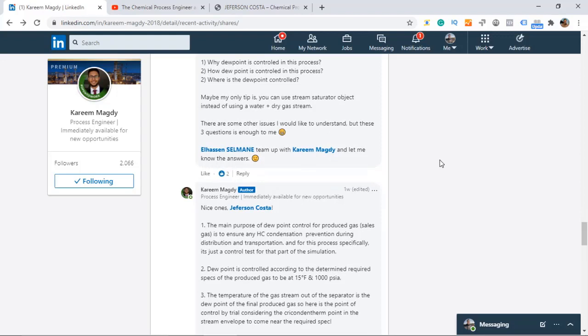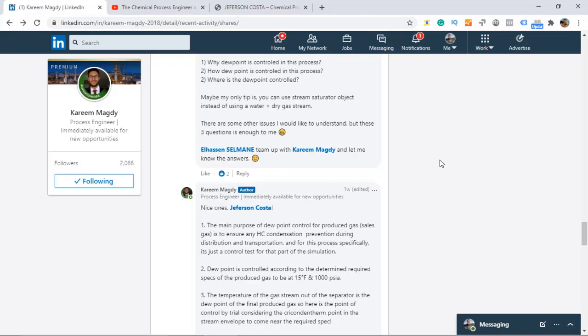The main purpose of dew point control for produced gas, sales gas, is to ensure hydrocarbon condensation prevention during distribution and transportation, and for this process specifically, it's just a control test for that part of the simulation. Okay, it is partially correct.